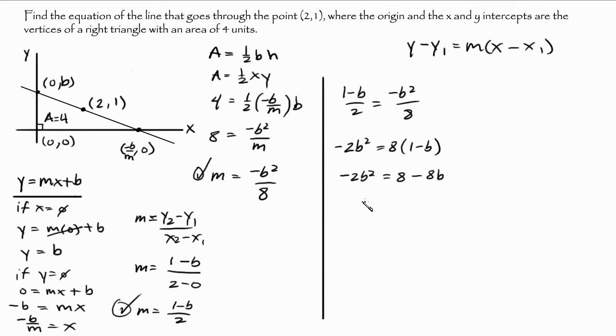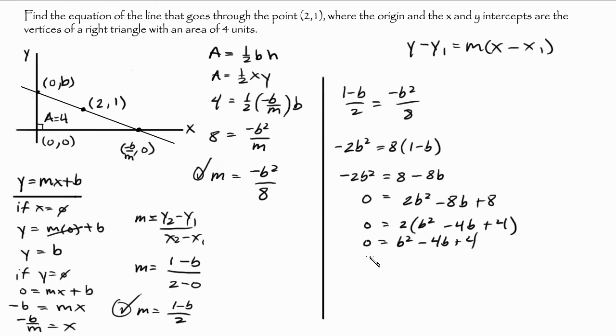We can add 2b squared to both sides, which gives us a 0 on the left, and we have 2b squared minus 8b plus 8. We can factor out a 2 on the right, which gives us 0 is equal to 2b squared minus 4b plus 4. And we can divide by 2 on both sides, which makes the 2 drop out. That's 0 is equal to b minus 2, b minus 2, which is b minus 2 quantity squared. The square root property gives us b minus 2, and we can add 2 to both sides, and we'll get b is equal to 2.